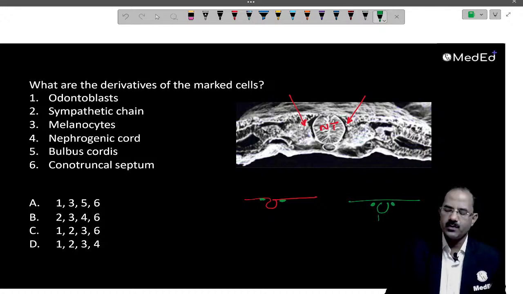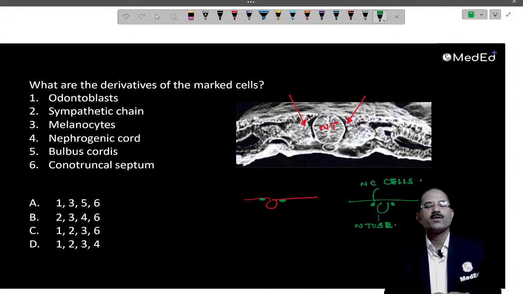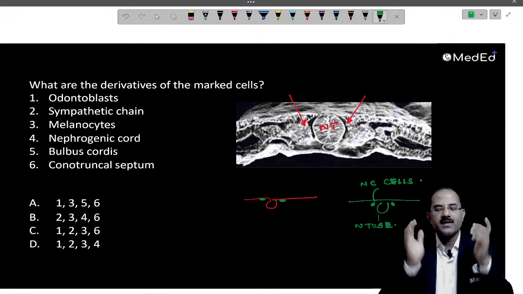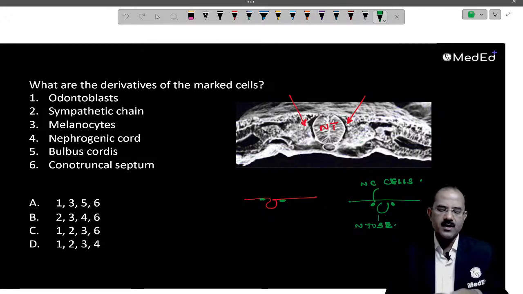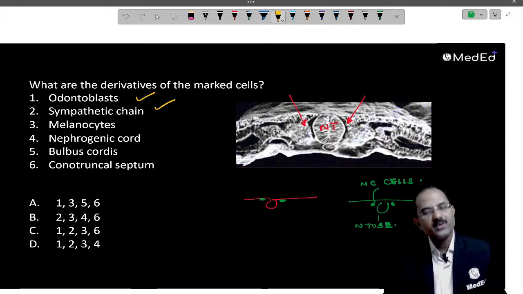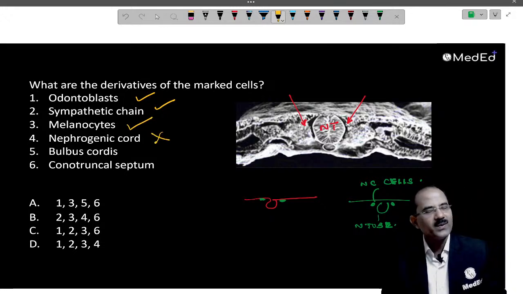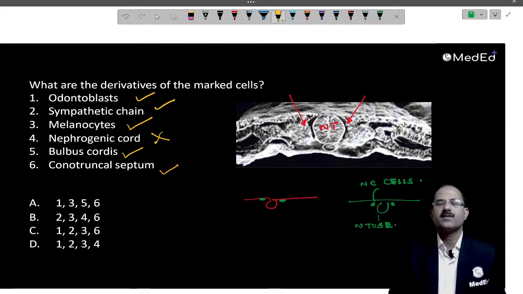So this is the neural tube. And what are these cells? These are the neural crest cells. By the side of the neural tube, you get neural crest cells, and these give rise to a variety of structures. What are those? Odontoblasts, the teeth forming cells, the sympathetic chain, the dorsal ganglion and the sympathetic ganglion, the melanocytes, the nephrogenic cord. No, nephrogenic cord is not there. The bulbus cordis, yes, and the conotruncal septum.